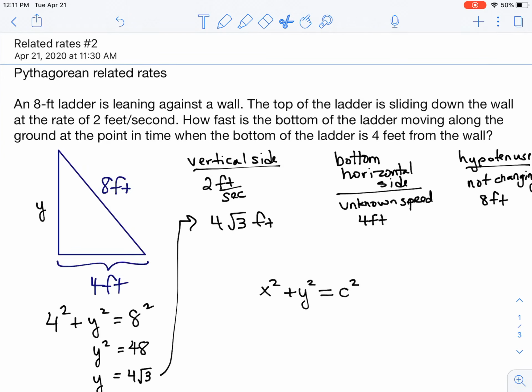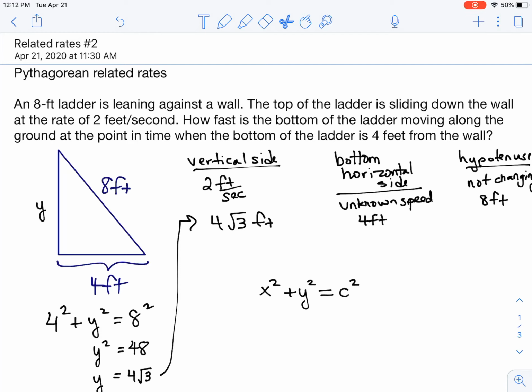Okay, calculus friends, here's the second related rate video for the day. This time the two examples are going to be right triangle examples, so I'm calling them Pythagorean related rates. Okay, I hope you have something else than these, but here's this one.